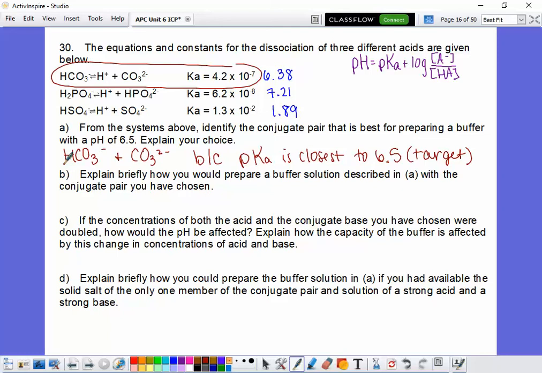Okay? So, for this, which one of these is my weak acid? The HCO3 minus or the CO3 2 minus? HCO3 minus. So this is going to be as a solution. We'll have a solution containing that ion. All right? So you'd want to measure out the specific amount of it.